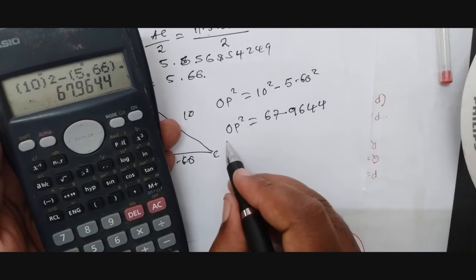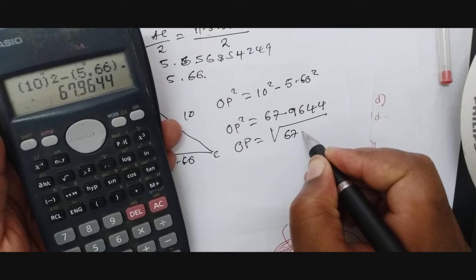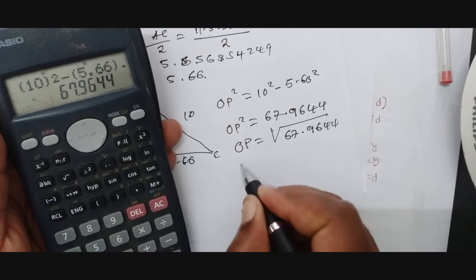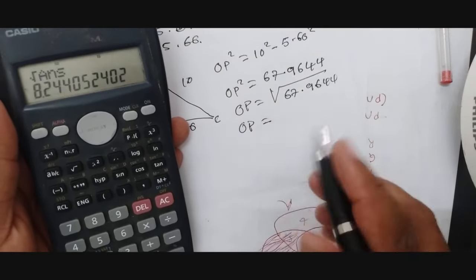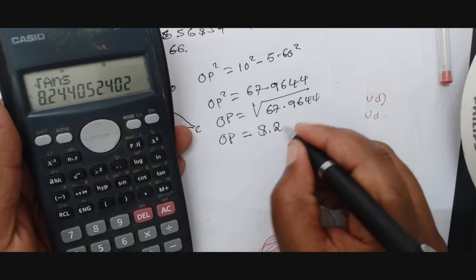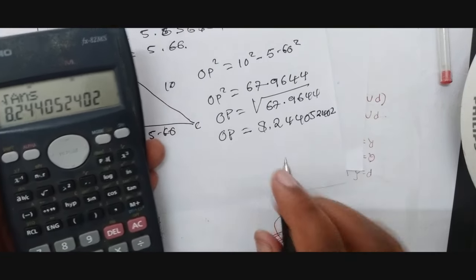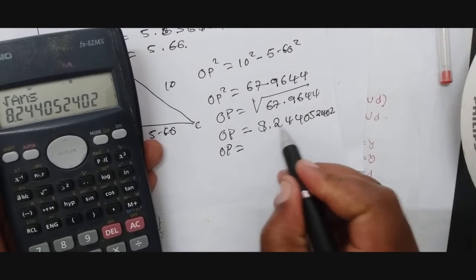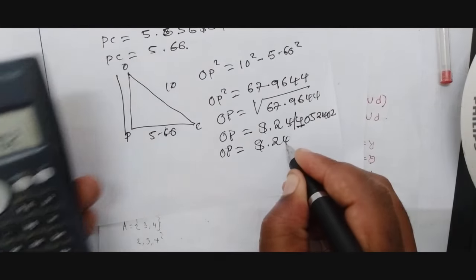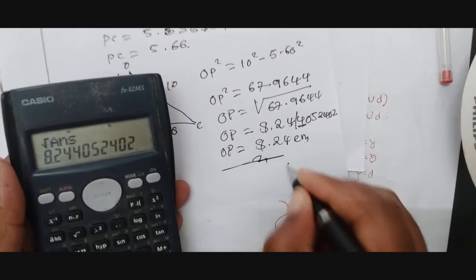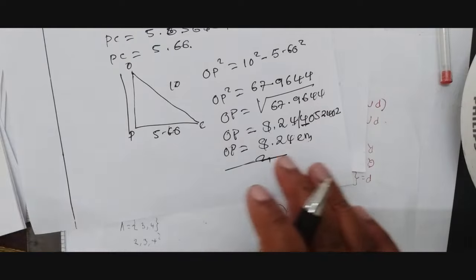This gives 67.9644. To find OP, we take the square root of 67.9644, which is 8.24402. Correct to 3 significant figures, we cut here and consider the 4 as 0, so we have 8.24. Take note, it is in centimeters, and that is our answer. That's why you get your 4 marks here. Now we go to part B.